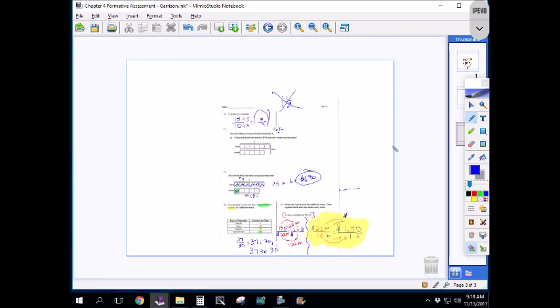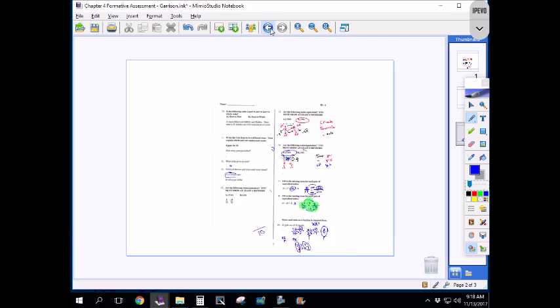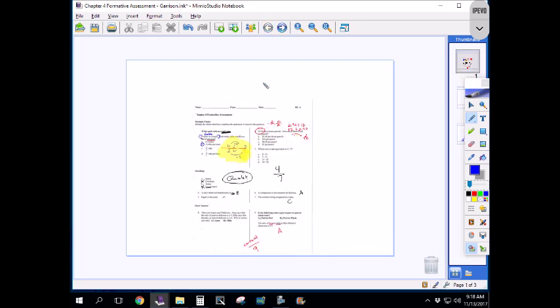So on the back here, this page is going to be out of 1, 2, 3, 4, 5. So that puts the whole thing out of 24. I would like you guys to figure out how many you got correct out of 24.